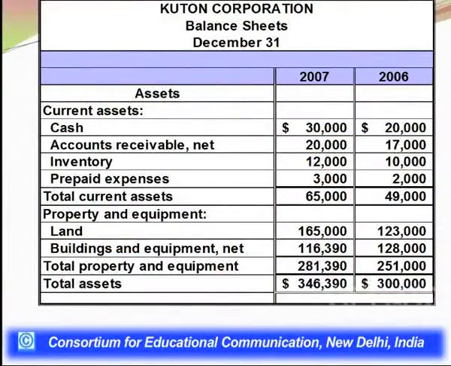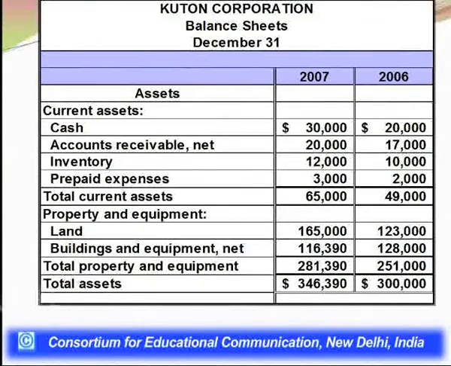Current assets comprise your cash amount. To begin with, cash and accounts receivable. These are the 2 important primary current assets. Cash is $30,000 in 2007 and $20,000 in 2006. Now accounts receivable was 17,000 and now they are 20,000 in this current year 2007.